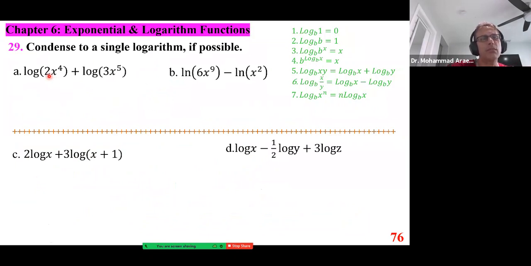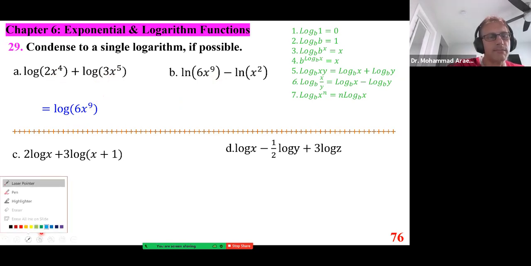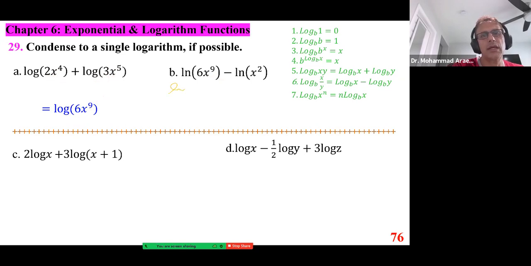To put them together, we're going to multiply these two. So 2x to the power of 4 times 3x to the power of 5 gives us 6x to the power of 9. So I'm not writing the middle term. There is one here really, so multiply these two. For this one, divide. So let me write this. So this becomes ln of 6x to the power of 9 over x squared, and we can simplify it into 6x to the power of 7. Okay.